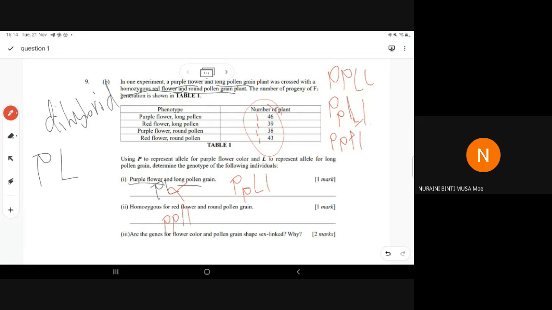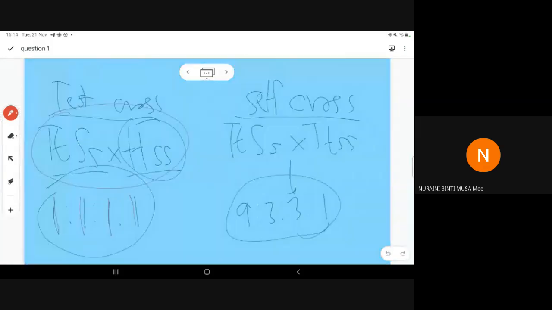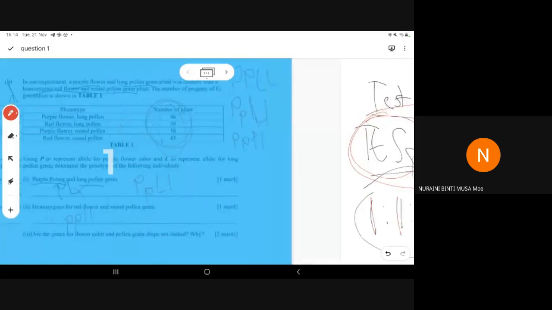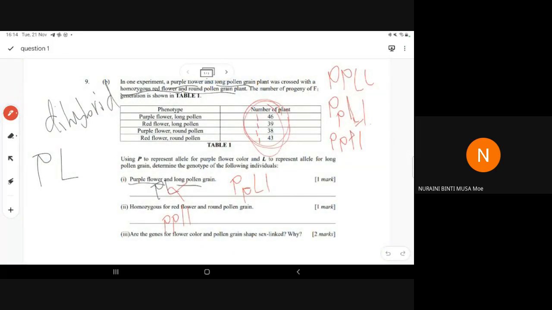Okay. So how do we figure this out? It's based on here, the data that we have here. The data shows that this is a 1 to 1 to 1 to 1 ratio. So this must be a test cross. Dan kalau dia test cross, dia mesti heterozygous with homozygous recessive. Okay, the homozygous recessive ni ialah the red short flower, the red round pollen. Manakala the heterozygous tu ialah purple and long pollen.